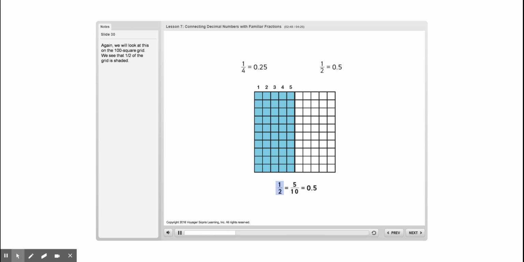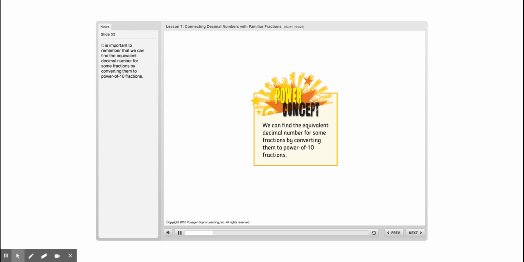Again, we will look at this on the 100 square grid. We see that 1/2 of the grid is shaded. 5 of 10 columns are shaded. This grid also shows 5/10ths. There are 50 of 100 parts shaded, so the grid also shows 50 hundredths. It is important to remember that we can find the equivalent decimal number for some fractions by converting them to power of 10 fractions.